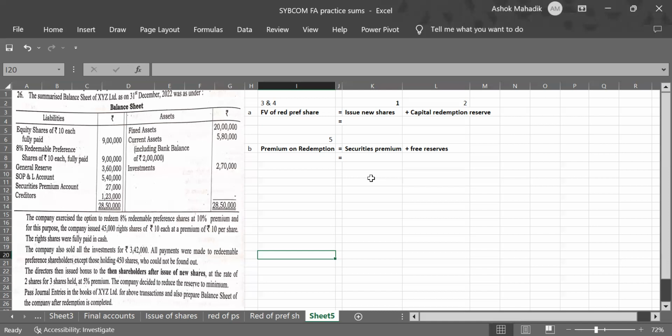So let us make the equation first. Face value of redeemable preference share is 9 lakhs. Okay. Fresh issue or new issue is 45,000 right shares of 10 each issued at premium. But here in this equation, we don't consider premium. So it will be 45,000 into 10 only. Okay, don't take 20 here. So 4,50,000. Clear? So we need to raise CRR to the extent of 4,50,000, which is the balance amount. Okay.